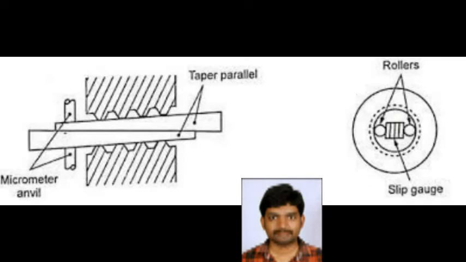Now, by using rollers and slip gauges, this method is used for diameters more than 20 mm. In this method, precision rollers are inserted inside the thread, and proper slip gauges are also inserted between the rollers, so that firm contact is established. The minor diameter is then the length of the slip gauges plus twice the diameter of the roller. I hope everyone understands this measurement of minor diameter of internal threads.